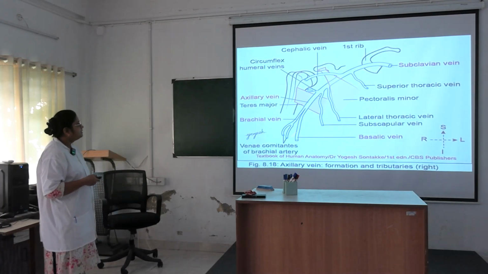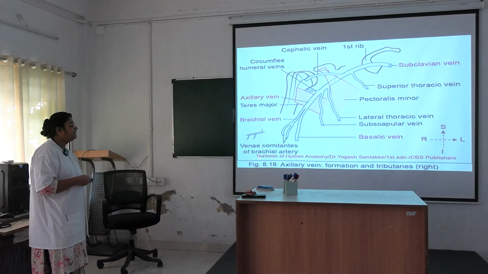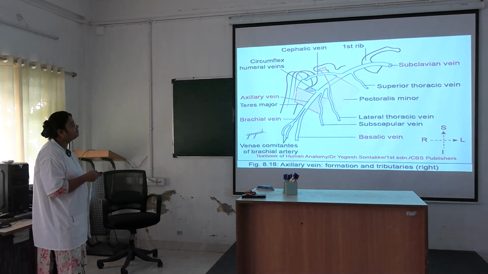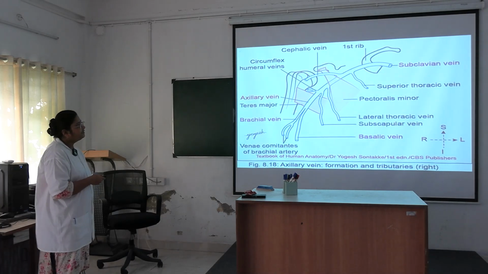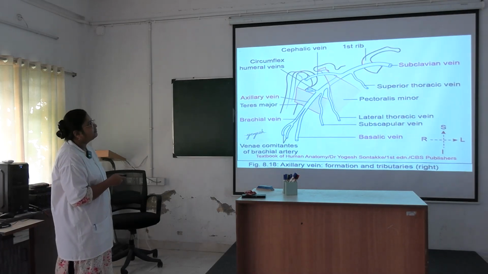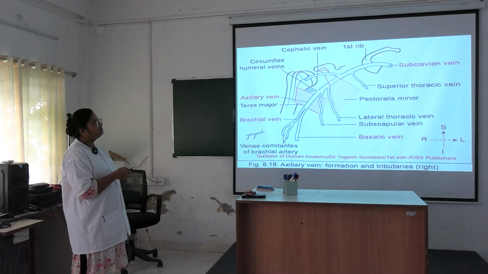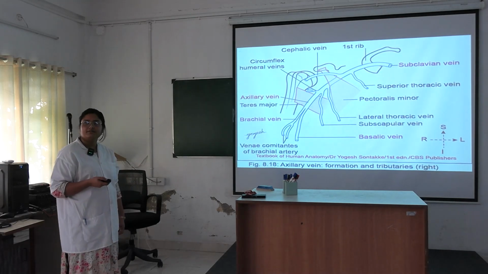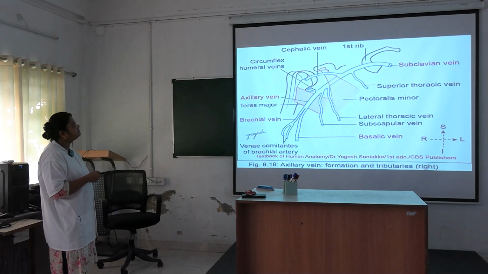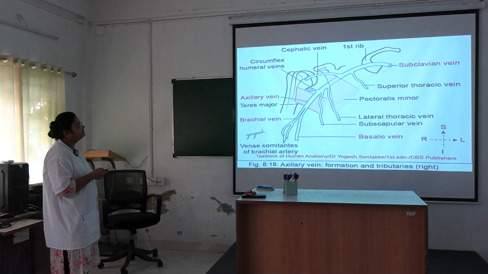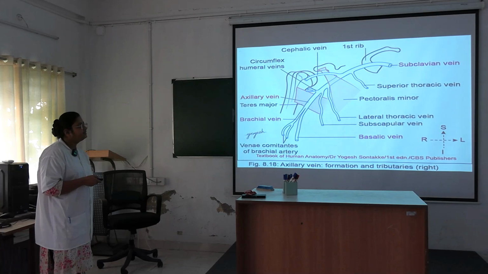See here, two venae comitantes of the brachial artery join to form the brachial vein, joining with the basilic vein to form the axillary vein at the level of the lower border of teres major, continuing upward and from the outer border of the first rib continuing as the subclavian vein. Okay, understood? And these veins are the tributaries of this axillary vein.